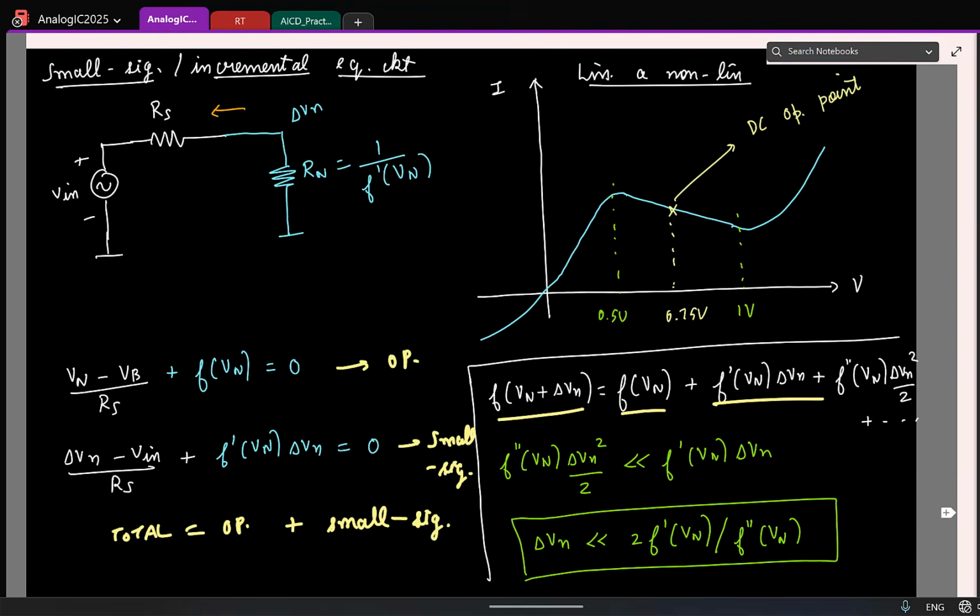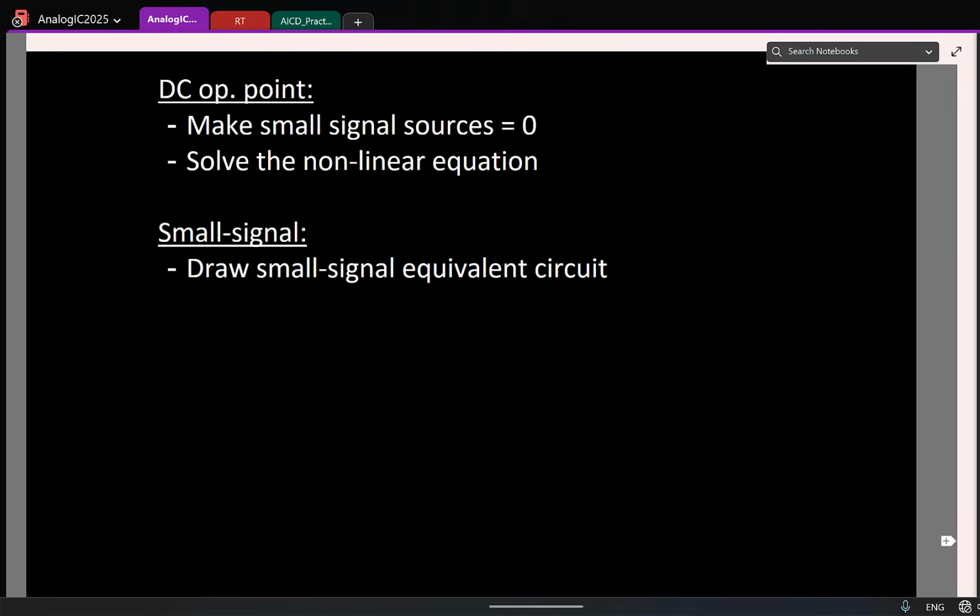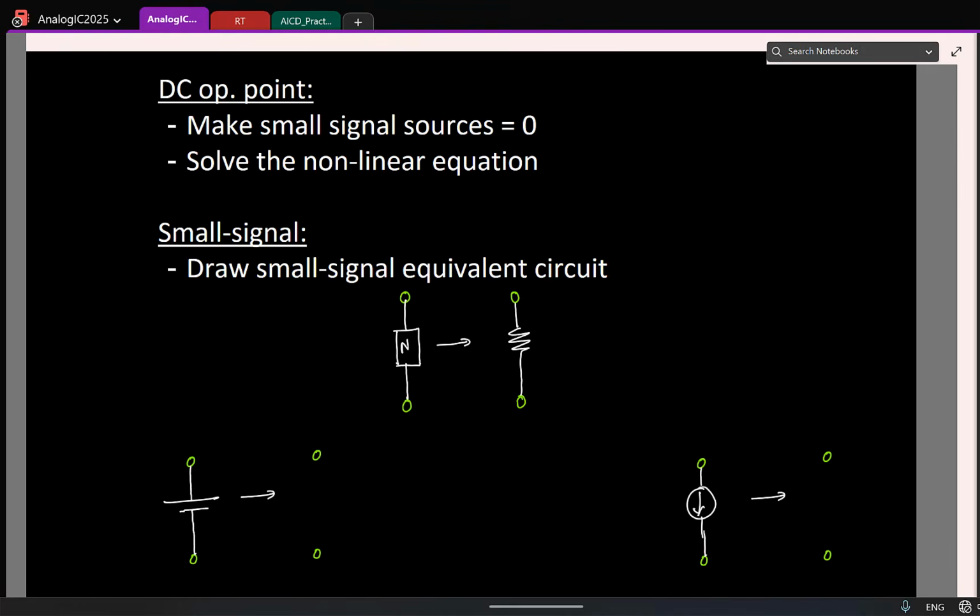So essentially for small signals, you first draw the small signal equivalent circuit. That is, you replace every component by its small signal equivalent. And as we just saw, if I have a one port nonlinear network, for small signals, I can think of it as a resistor. And the resistor's value we computed, it's the inverse of the slope. And the slope must be evaluated at the operating point. Okay, that's the most important thing.